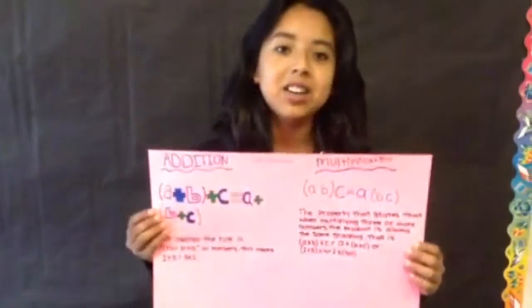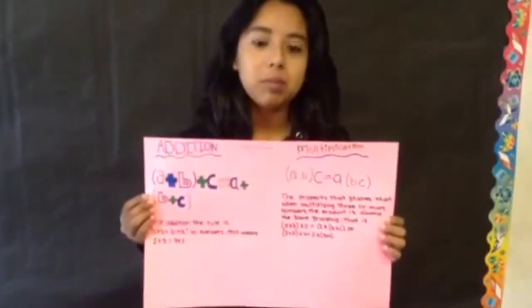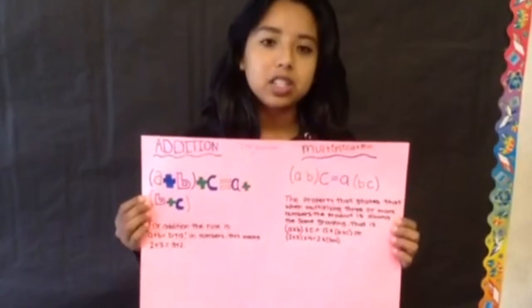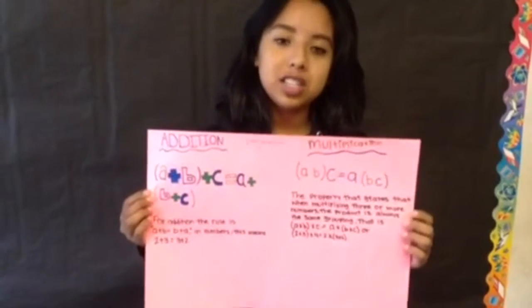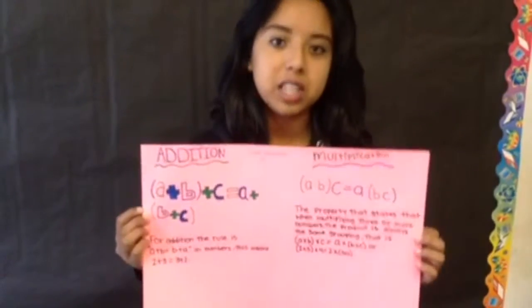Hello, my name is Itzel, and I'm talking about associative property. And basically for addition and multiplication, you can change the parentheses and your answer will always be the same.